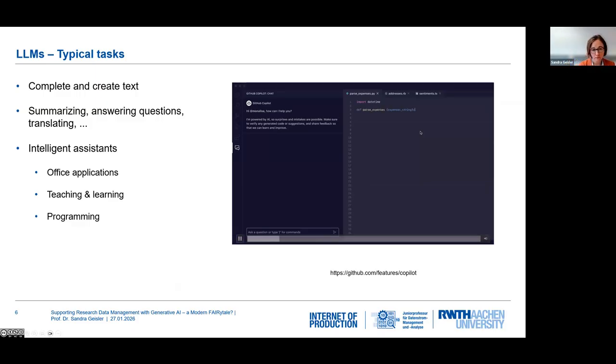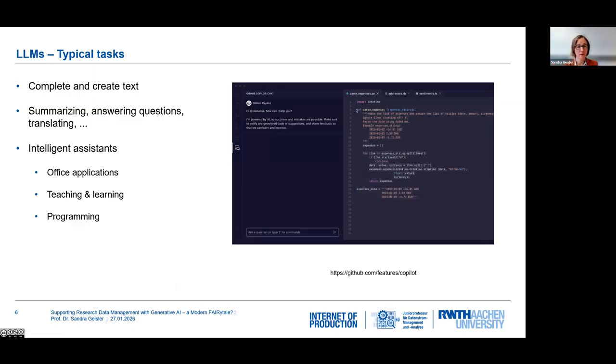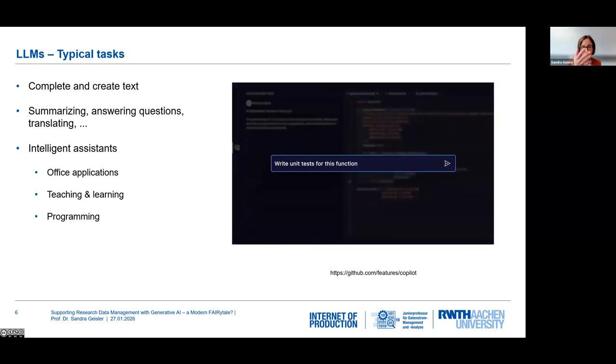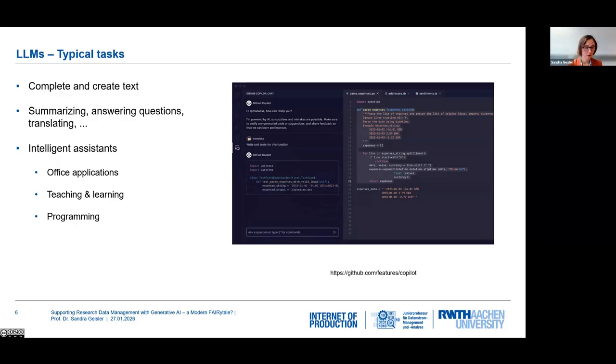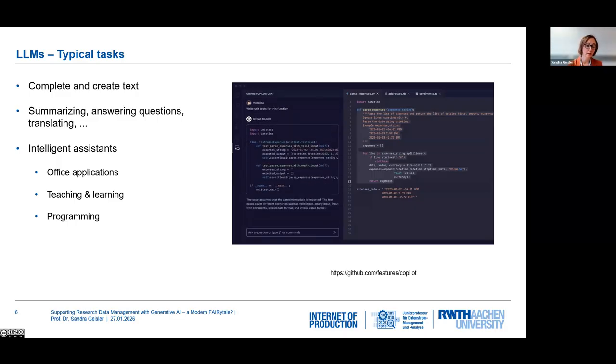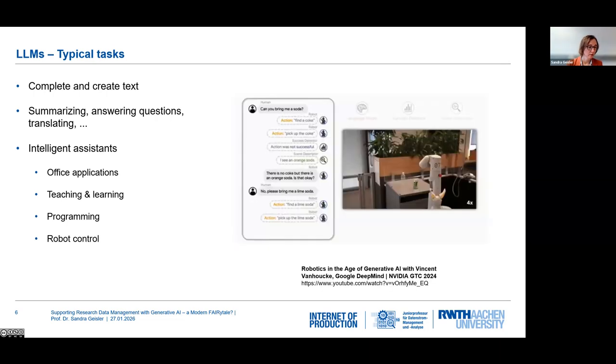So for example, many people use that today, also here at the chair, for example, to create documentation with Copilot while programming, to create automatic tests with it. All tedious work which comes with programming can be supported or assisted using Copilot, for example.